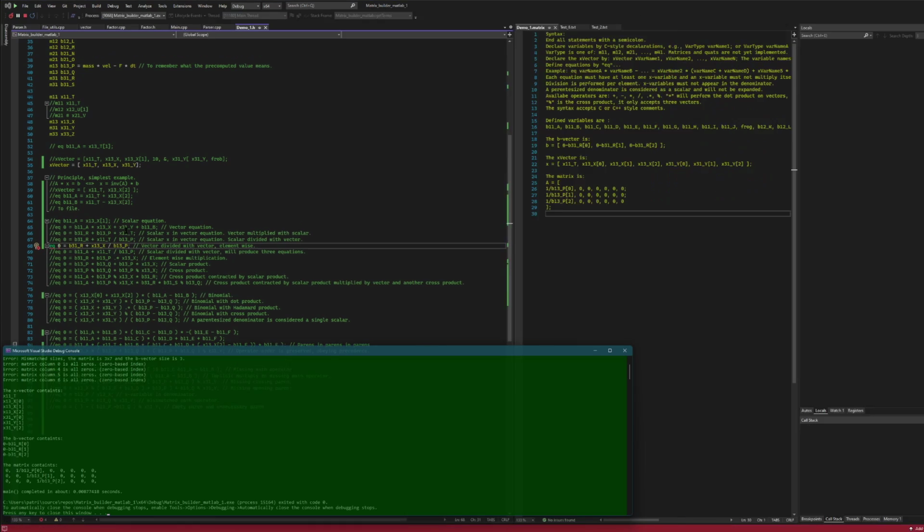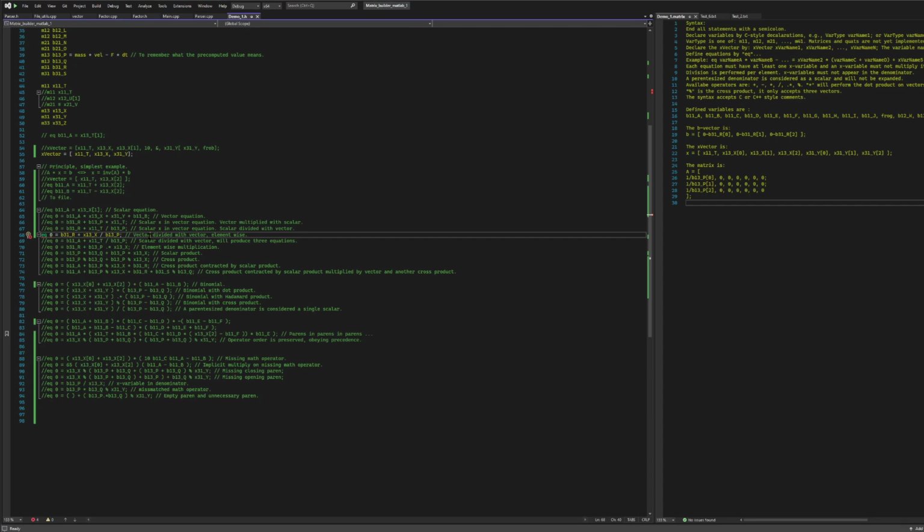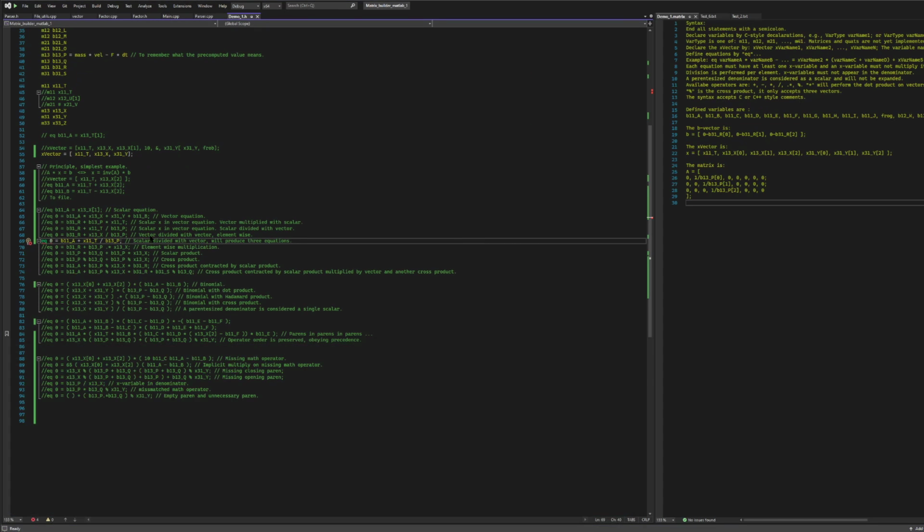Vector divided by vector also works. Now we have back the diagonal in the matrix, so we have different elements of the x variable here and different elements of the b variable, b13p0, b13p1, so they are divided element wise. And gradually building to some complexity, scalar divided with vector will produce 3 equations like I showed you before with multiplication.